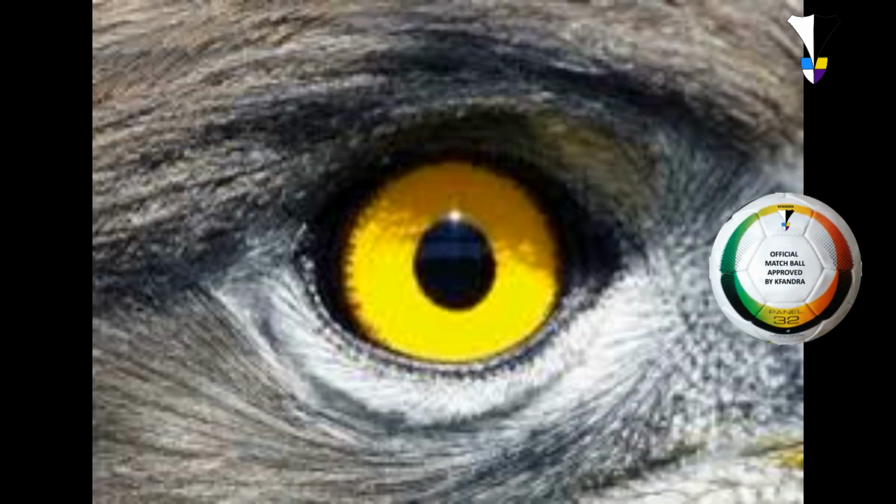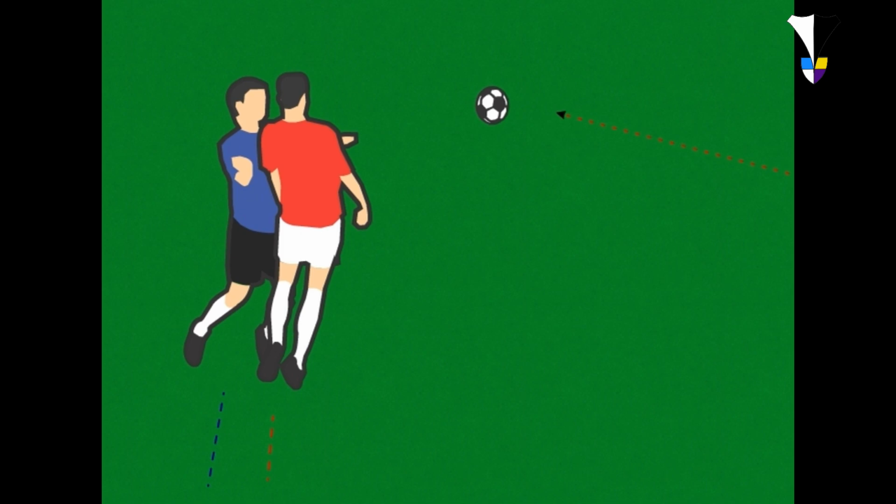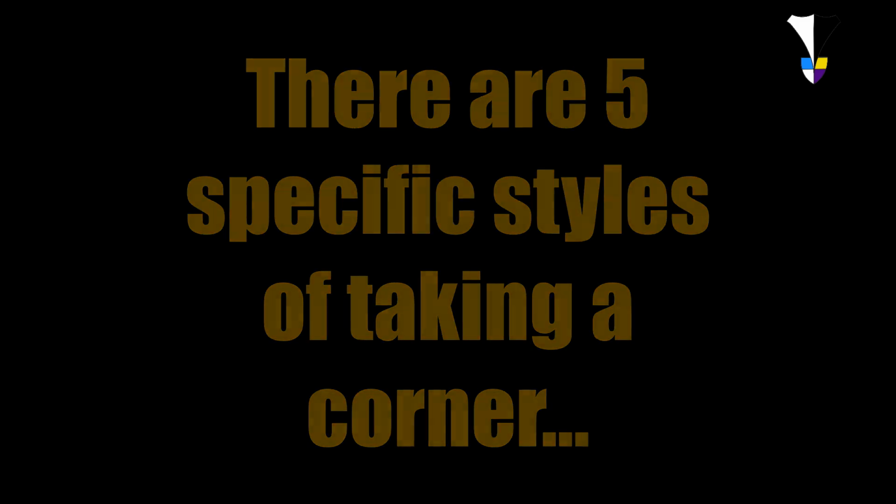At no time is the frontal part of a defender allowed to face the attacker, unless at the point of heading the ball, which uses a certain technique. There are 5 specific styles of taking a corner.